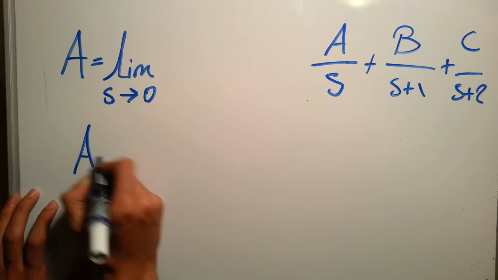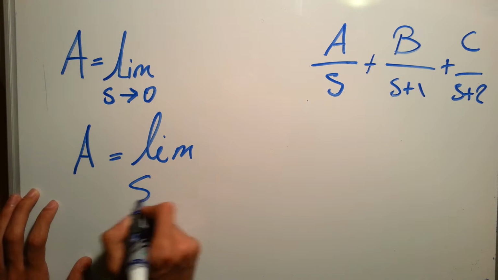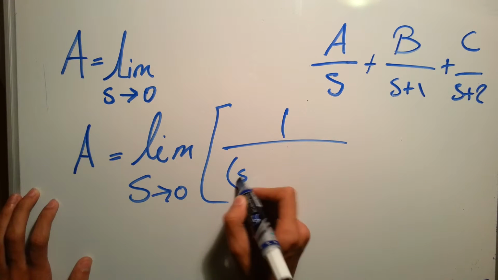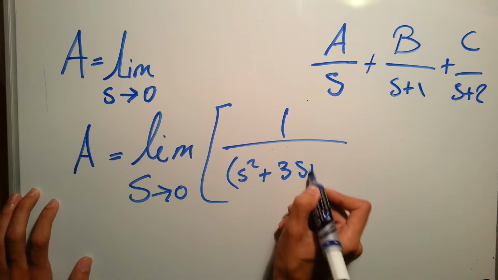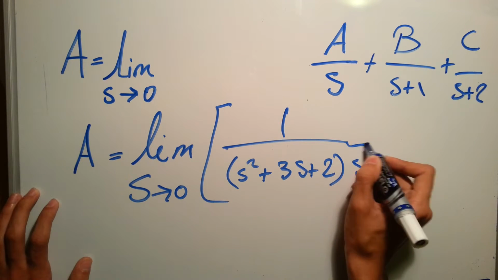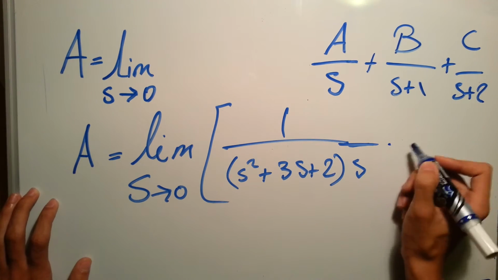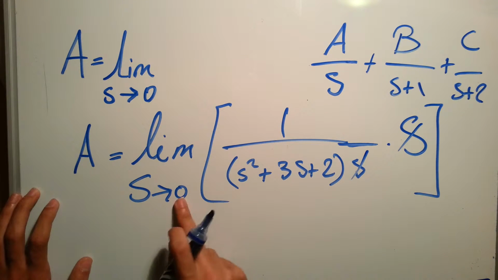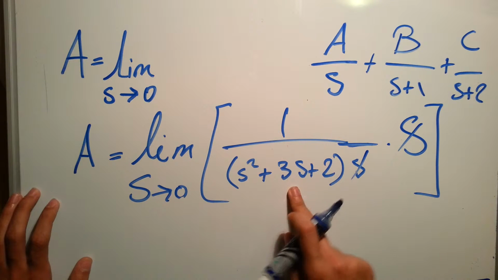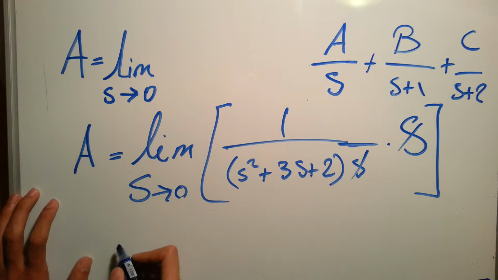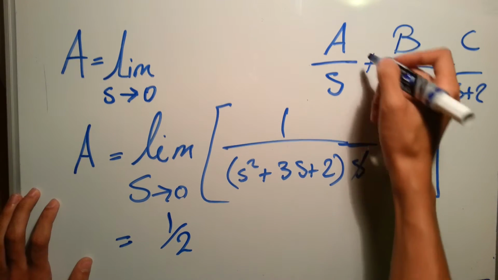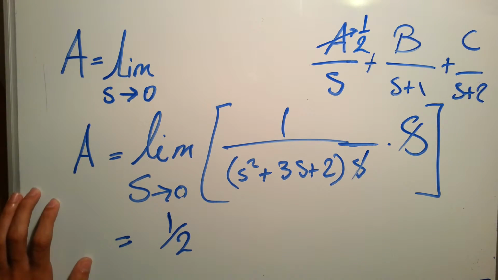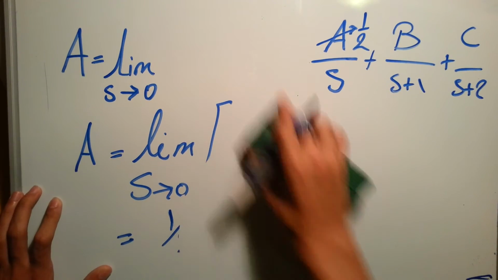So basically A equals the limit as s goes to 0 of, originally it was 1 over s squared plus 3s plus 2 multiplied by s, and then you multiply by the denominator, which would be times s. So basically this will cancel with this one, and when s goes to 0, this is 0, this is 0, and this is 2, so we're left with 1 over 2. So A equals 1 over 2. Let's do the same for B and C and check what we will get.